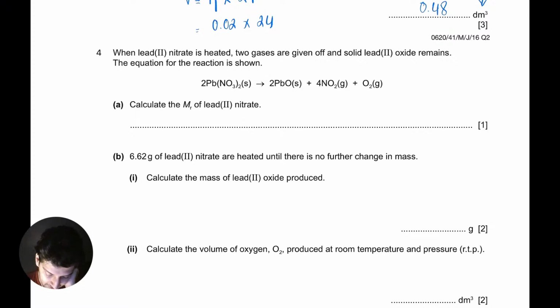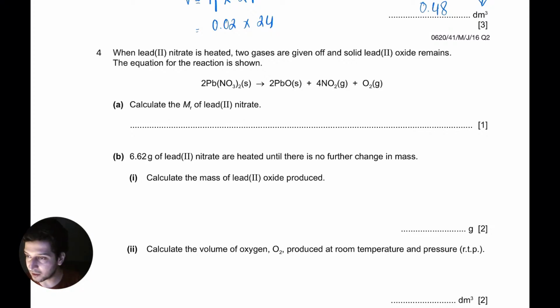Let's see if we can do this question. When lead nitrate is heated, 2 gases are given off and solid lead oxide remains. Equation for the reaction is as shown. Lead nitrate forms lead oxide, nitrogen dioxide, and oxygen. Calculate the MR of lead nitrate. Don't have to do anything aside from calculating the MR.